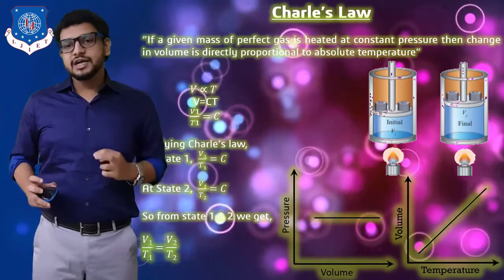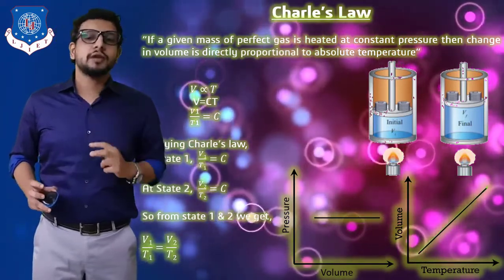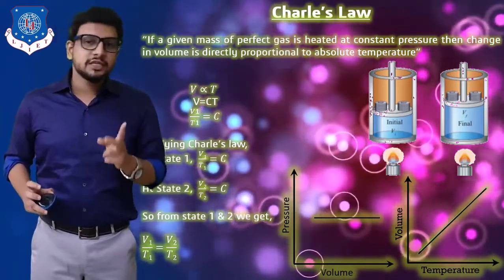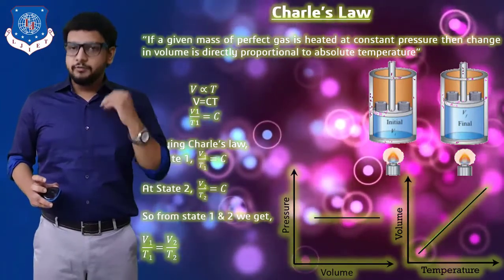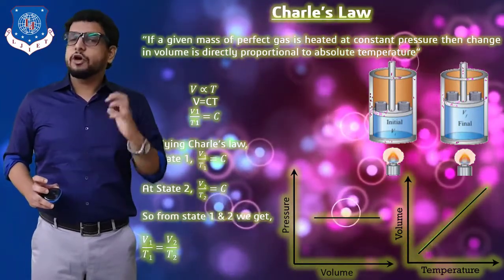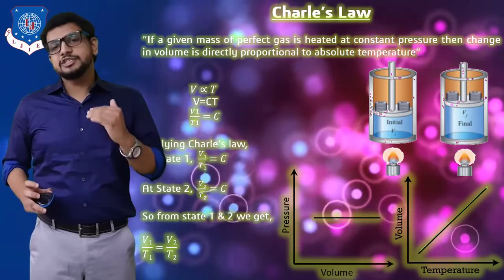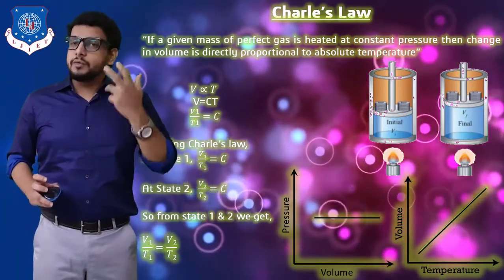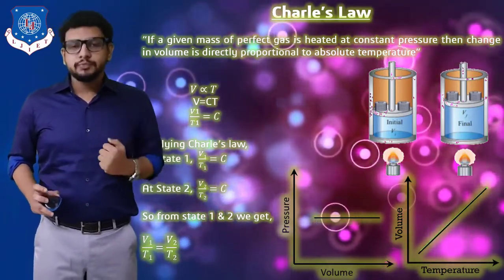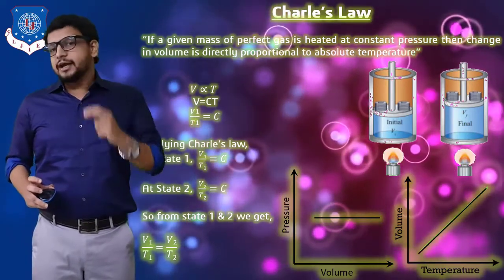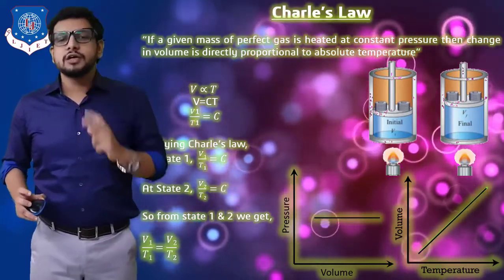Now plotting this Charles's law on our pressure versus volume diagram. As we know, the pressure is remaining constant, and when heat energy is supplied, its volume is going to increase from its initial state to a final state. Along with that, temperature is also going to increase. So on a PV diagram, it is represented by a horizontal line.